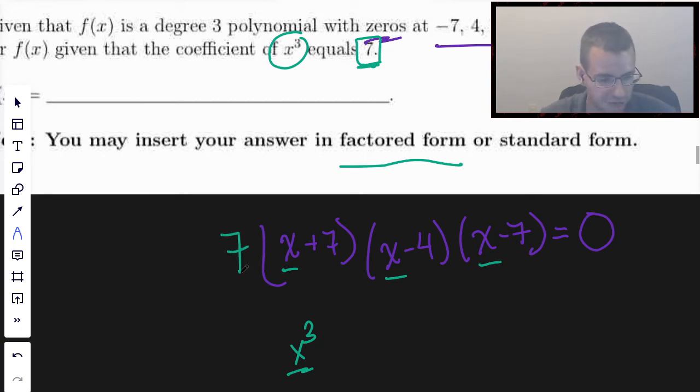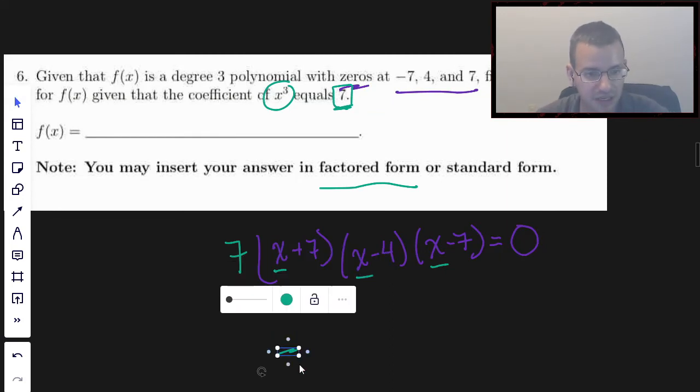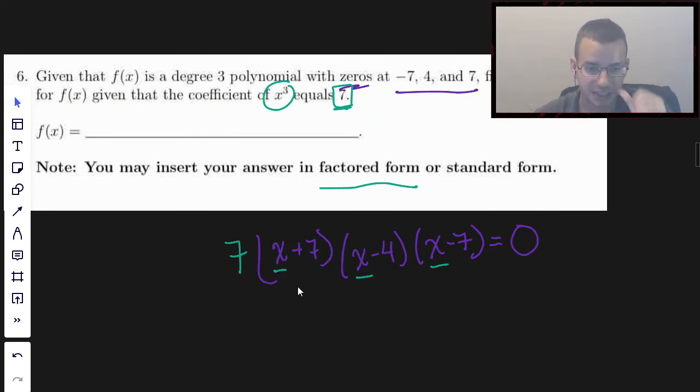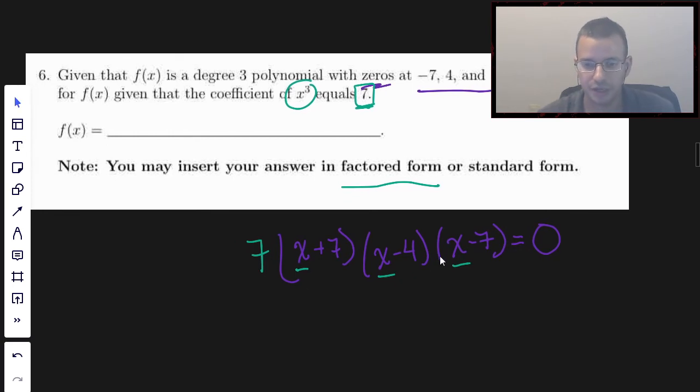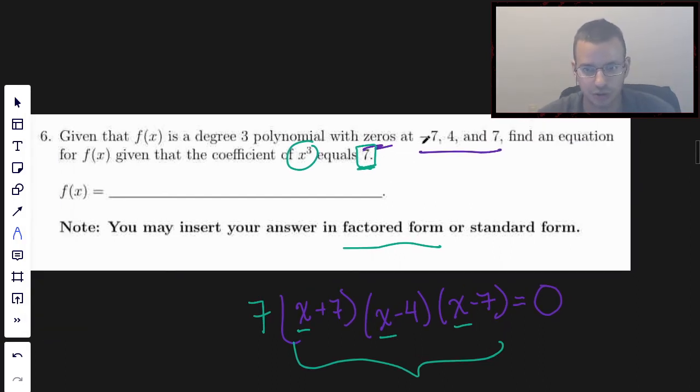So the answer for this is simply going to be 7 times quantity x plus 7 times quantity x minus 4 times x minus 7. These, as we said earlier, are going to satisfy the roots, the zeros, and the 7 at the front is going to give us the coefficient of x cubed equal to 7.